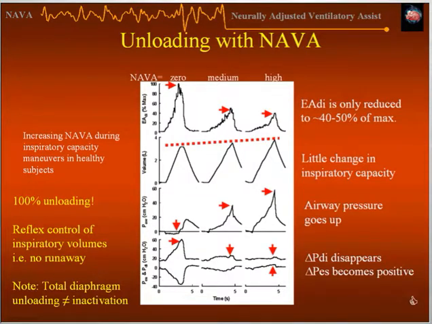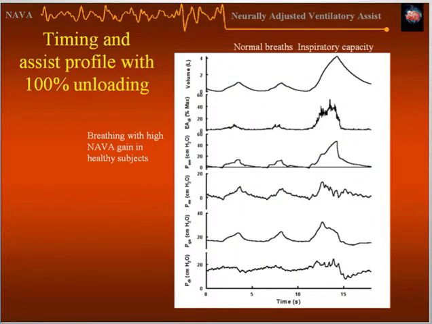So first of all, we find that we can perform 100% unloading with spontaneous breathing, with a reflex control of inspiratory volumes. That means there is no runaway. And note especially, total diaphragm unloading doesn't mean inactivation of the respiratory muscles. To further illustrate this, we have a person breathing with high gain of NAVA, performing 0 work of breathing, and this person is doing different volume maneuvers.